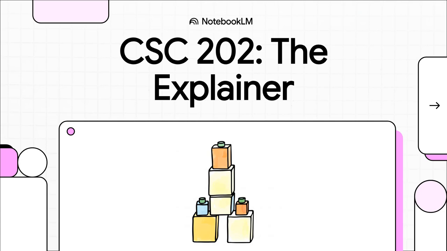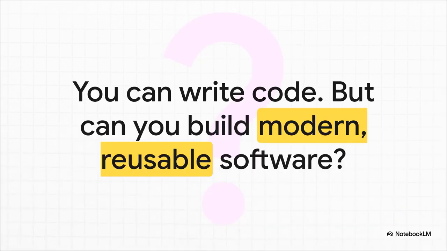Welcome! So today, we're going to break down the syllabus for Computer Programming 2, course code CSC 202. If you've just wrapped up your first programming course, well, this is your next big step. All right, let's just jump right in with the one question this whole course is really designed to answer.